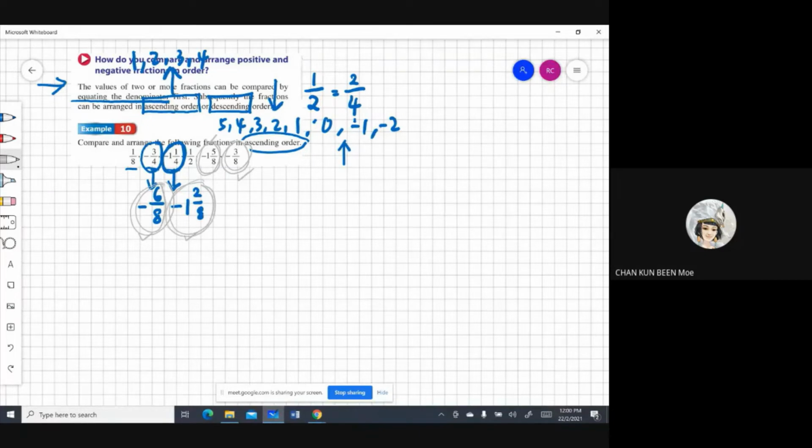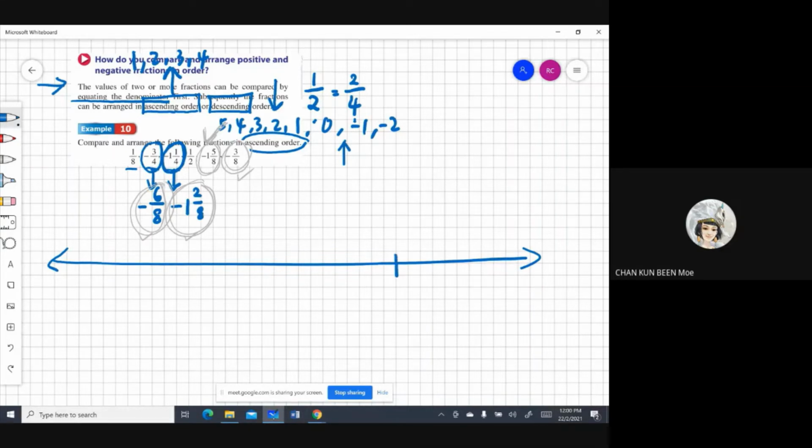which one is the biggest number? The biggest is negative 1, 5 over 8, right? Therefore, it is the smallest number here. Because if you draw the number line, I need to draw a very long one. So you see the fraction, everything is in 8.